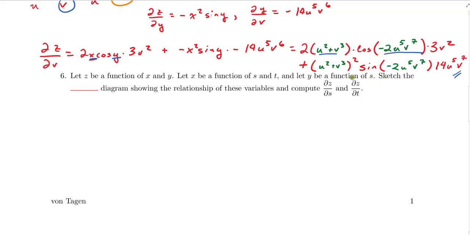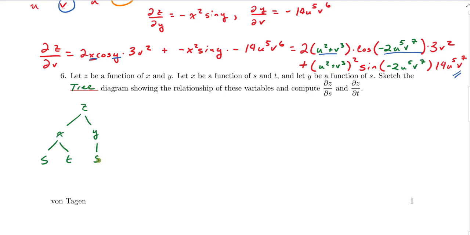So there's a lot of interrelationships happening between these variables, so let's go ahead and clarify them by sketching our tree diagram as we did in the previous example. So let's go ahead and label the output variable z, and z is initially we think of it as being dependent upon x and y, so as far as z is concerned, x and y are the independent variables. But we know that x is a function of s and t, so x itself is dependent upon the variables s and t, and y we're told is a function of s.